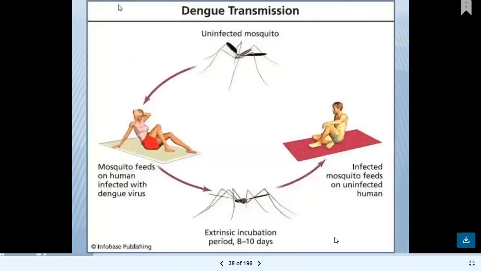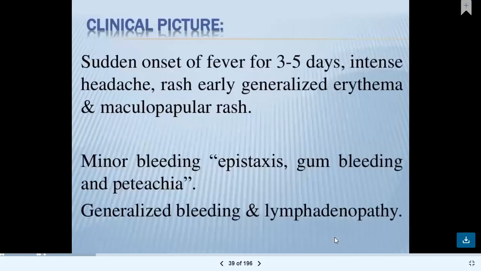Now how is dengue transmitted? The mosquito feeds on humans infected with the dengue virus. Then there is an extrinsic incubation period of 8 to 10 days, and that mosquito infects other uninfected humans, and the cycle repeats like this.